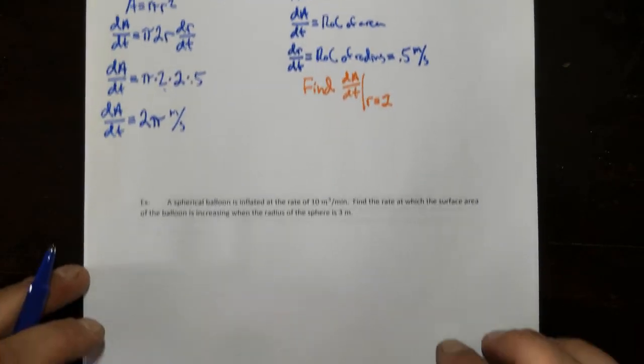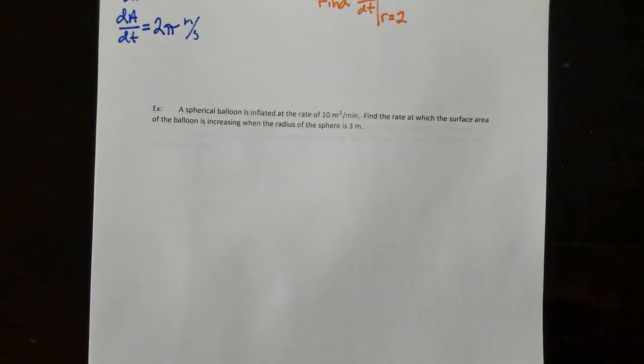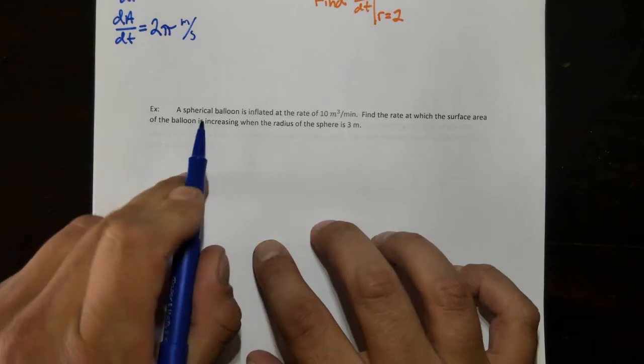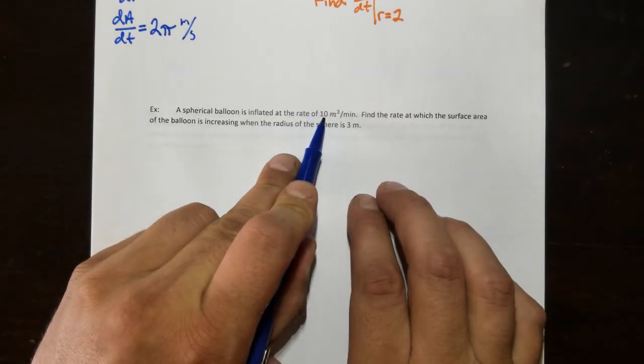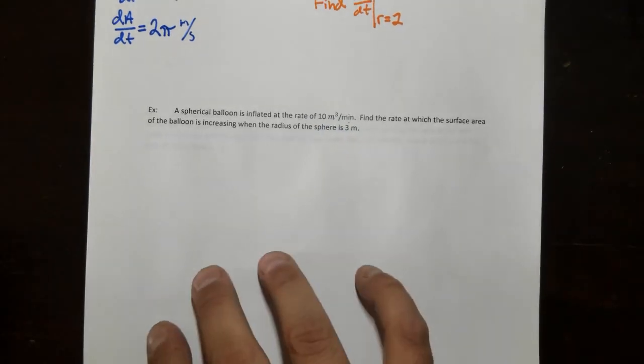All right, let's take a look at a balloon problem. A spherical balloon is inflated at a rate of 10 cubic meters per minute. Find the rate at which the surface area of the balloon is increasing when the radius of the sphere is 3 meters. So now we're dealing with surface area. We want to know how quickly the surface area is increasing, so we're not solving for volume. But we do need volume, because the balloon is being inflated by 10 cubic meters per minute. That's a volume.